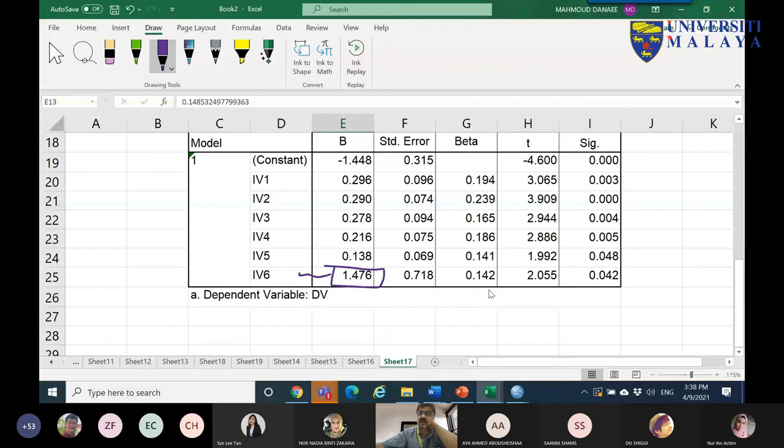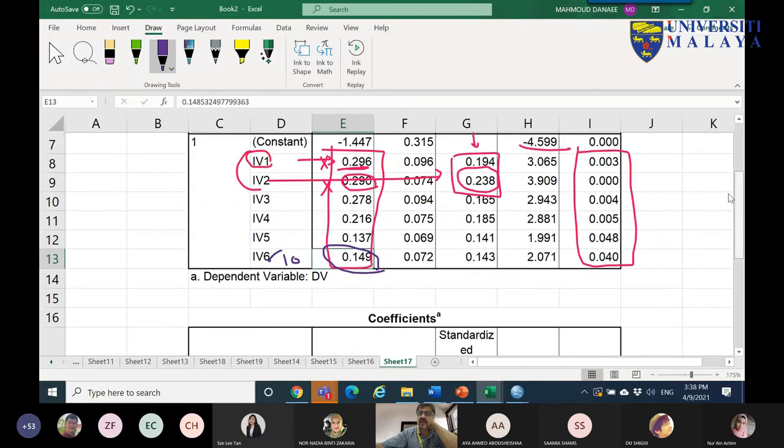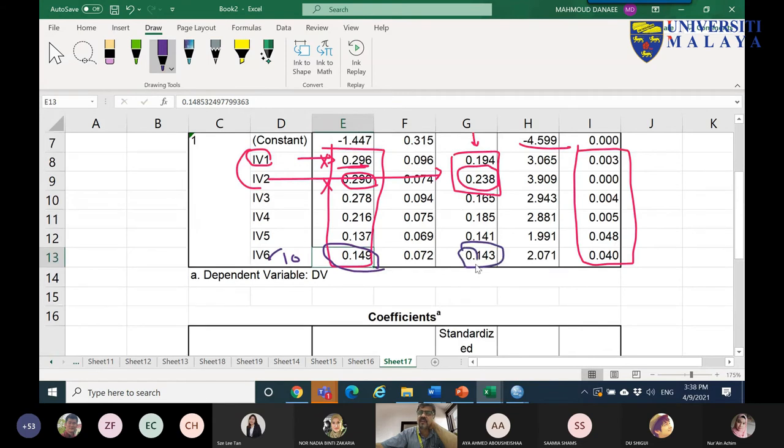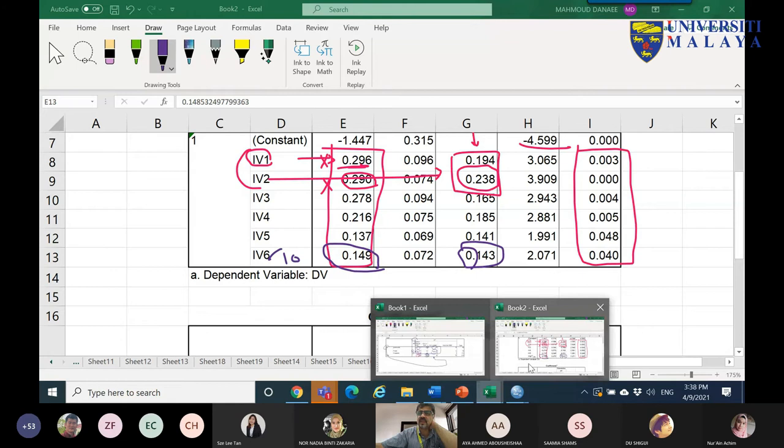times, right? But look at the standardized. How much is it? 1.42. And now? 1.43, very close, right? This is because of the rounding of numbers, because I rounded numbers in SPSS and Excel. That's why the small amounts are different.